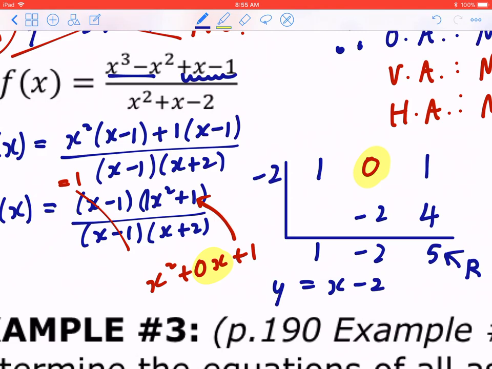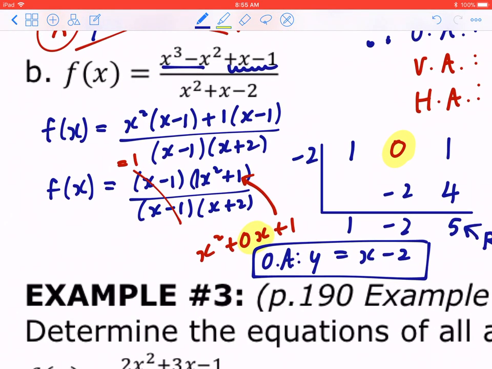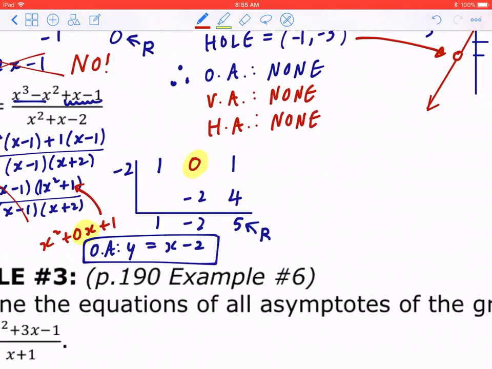Again, a couple more things I want to show you. Instead of just saying this is the answer, let's go back a step and talk about the fact that you cross out x minus 1. This means there's a hole located at x equals 1. And again, if you plug it back into x squared plus 1 divided by x plus 2, the hole is located at 1, comma 2 over 3.